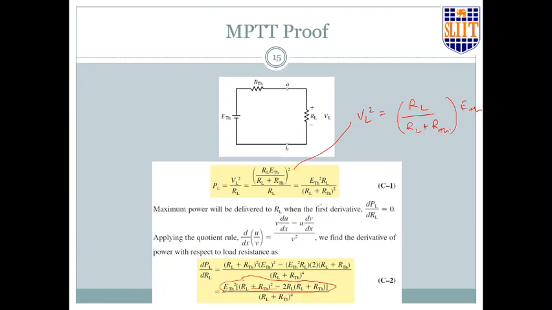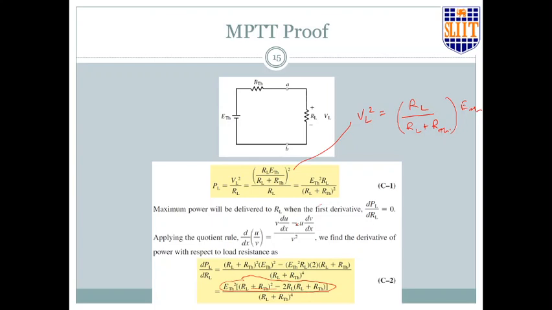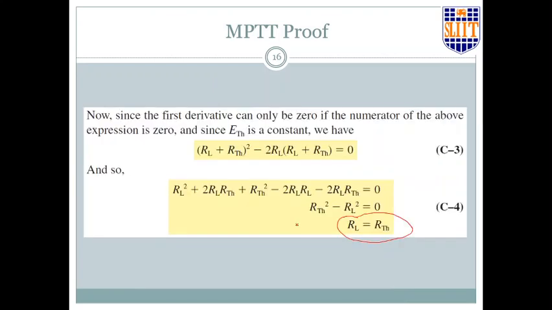However, ETH is also not 0, so what is inside that large square bracket would have to be equal to 0. You expand that, you get RTH squared minus RL squared equal to 0, giving you the result that RL equal to RTH is the condition that you need to satisfy for the derivative to be 0, meaning that that is the condition that you need in order to have a maximum power transfer to the load.